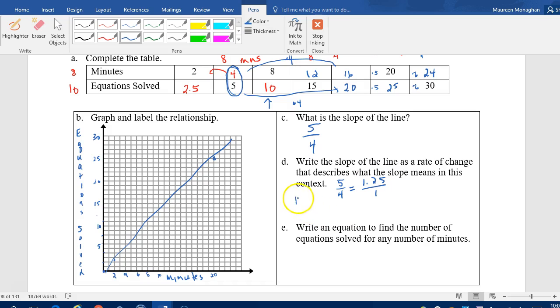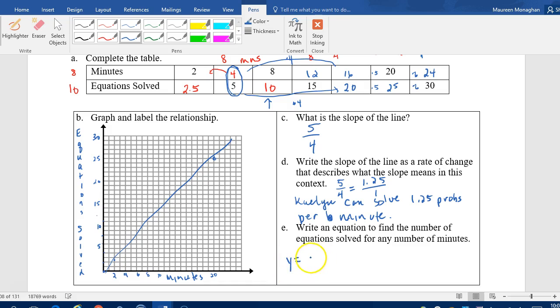So Kaylin can solve 1.25 problems per minute. Per minute. Okay, that's what that means. All right, what's our equation?